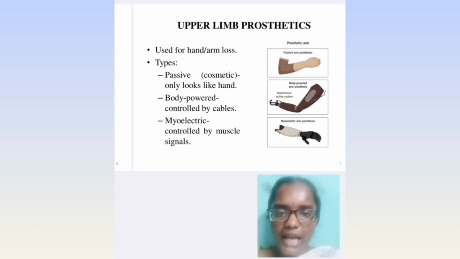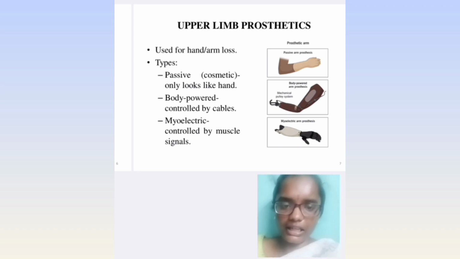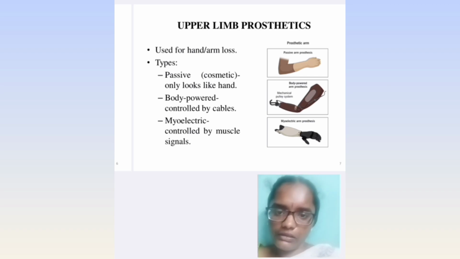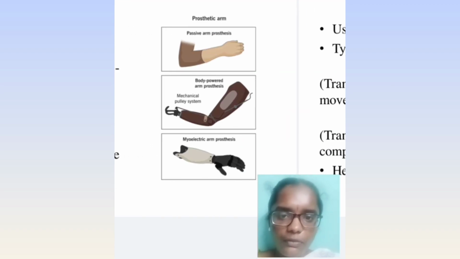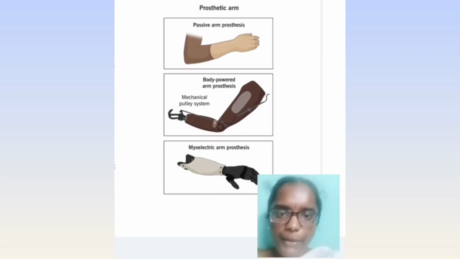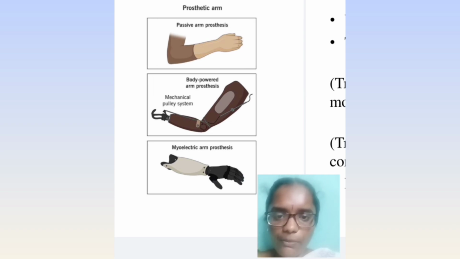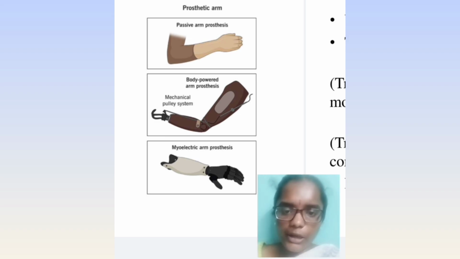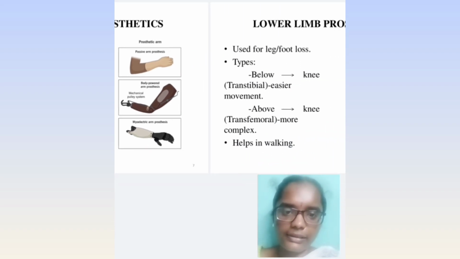The types are passive, body powered, and myoelectric. Passive is cosmetic, it only looks like a hand. Body powered is controlled by cables. Myoelectric is controlled by muscle signals. Here are the pictures of prosthetic arms. The passive arm prosthesis looks like a cosmetic. The body powered arm prosthesis is controlled by cables. The myoelectric arm prosthesis is controlled by muscle signals.